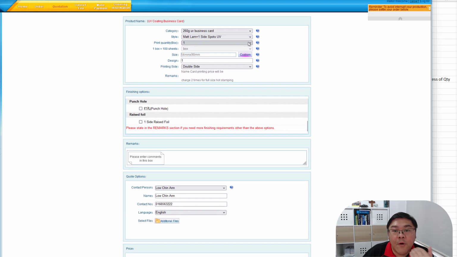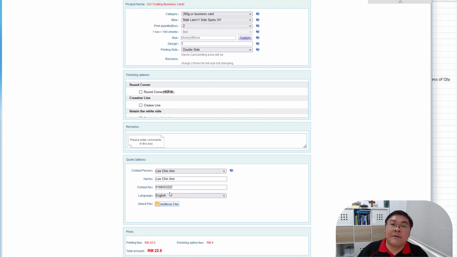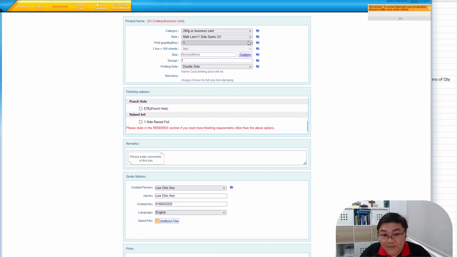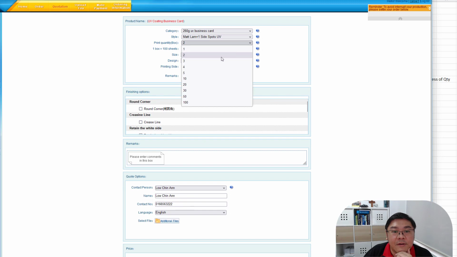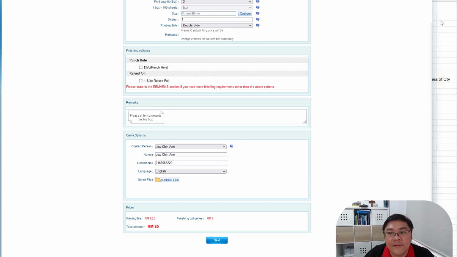But what will happen if I order 2 boxes of the card? Now it's 22.6. Think about that. Why, when it's only one box it's 18.5, but when I order 2 boxes, isn't it supposed to be 37? No, it only goes up a little bit to 22.6. And what if I order 3 boxes of the card? It went to 25. Now you notice that the more I order, it gets cheaper, because the increase in the cost of the card is not the same by the number of boxes.